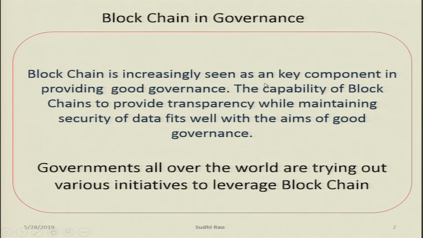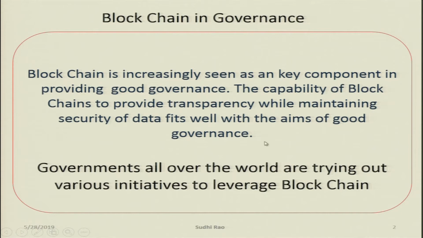Blockchain is increasingly seen as a key component in providing good governance. The capability of blockchains to provide transparency while maintaining security of data fits well with the aims of good governance. The key aim of good governance, other than delivering services efficiently and providing inclusion, is transparency. Governments are more efficient, they provide good governance if they have better transparency. And blockchains fit very well with the basic aims of governance.